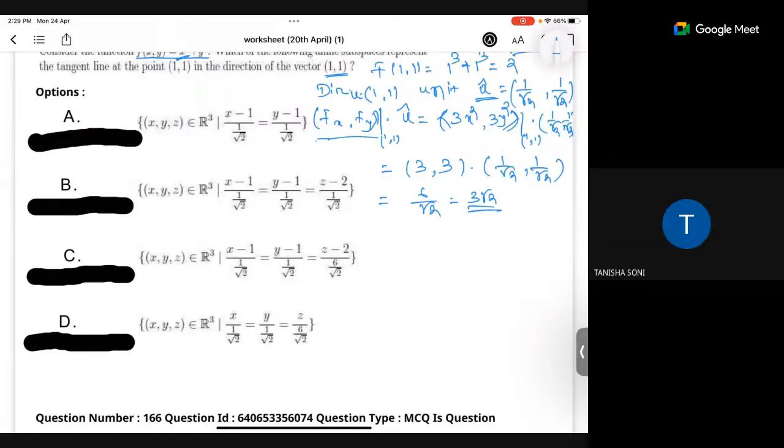Yes, I got it. And how did you get the direction vector 1 by root 2? It is given here in the direction of the vector 1, 1, so it is not a unit vector. We need to find the unit vector along this direction, 1, 1. The unit vector will be that vector divided by its norm. Are you getting it? Yes, sir, it's clear.